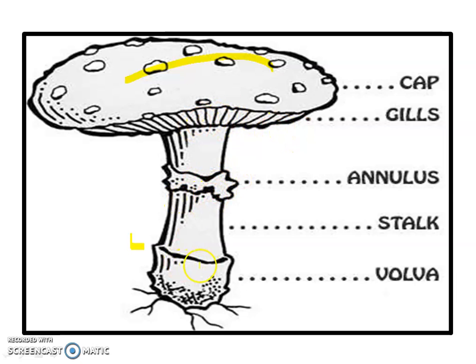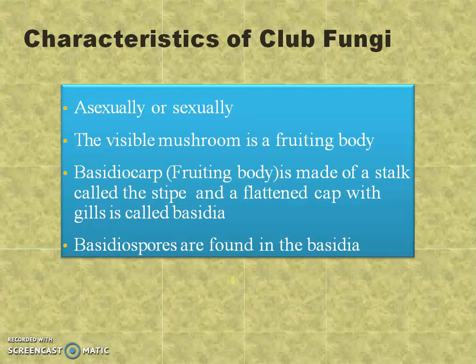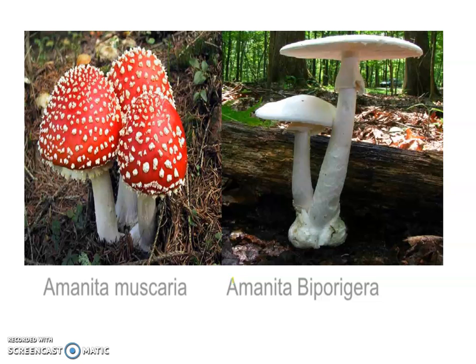This is the annular ring and the volva which attaches to the substratum. So both asexual and sexual reproduction are seen in them. The mushroom is a fruiting body. This is a basidiocarp. That cap is a basidiocarp which has a stalk and is flattened, and it has gills. These gills bear the basidia. Then basidiospores, or the spores, are found inside these basidia only. Then these are the examples.